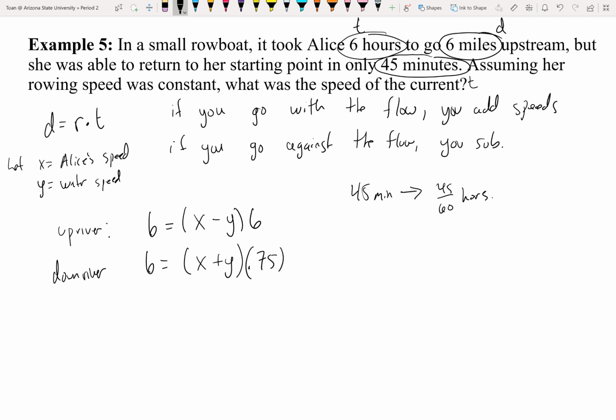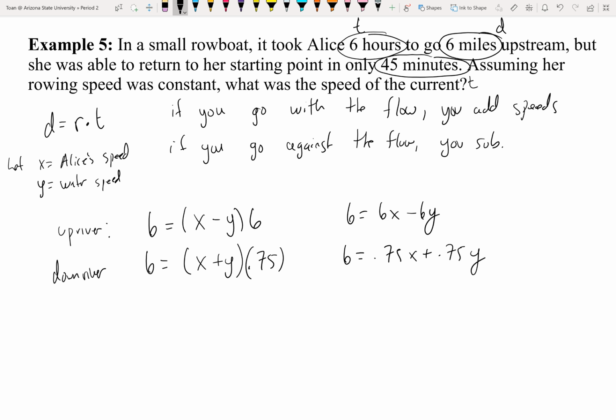There you go. There's your setup. And then you just solve it like normal. Again, I don't like the way it's put. I want to convert it back to our original format. So I'll go ahead and distribute everything in. That gives us 6 equals 6x minus 6y. This gives me 6 equals 0.75x plus 0.75y. And then go ahead and solve that system. If you don't like the decimals, of course, multiply by 100.